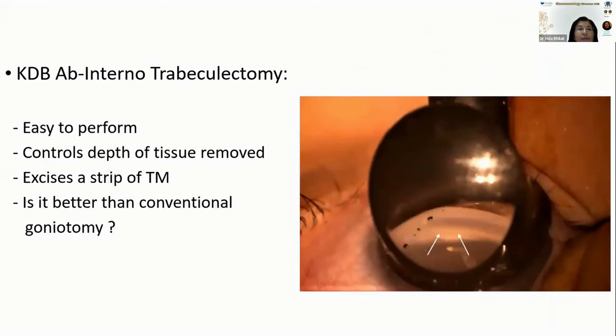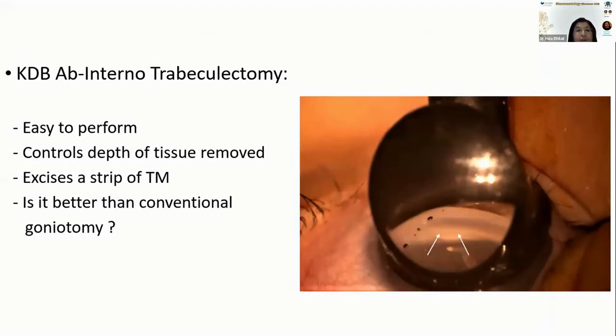So the Kahook dual blade ab-interno trabeculectomy was easy to perform. It controls the depth of tissue removed, and that I find is true about that procedure. It can excise a strip of TM, but in order to do that, you have to really place the footplate against the outer wall of Schlemm's canal with no tilt, so that both blades are parallel and therefore can create 2 parallel incisions. Is it better than conventional goniotomy?